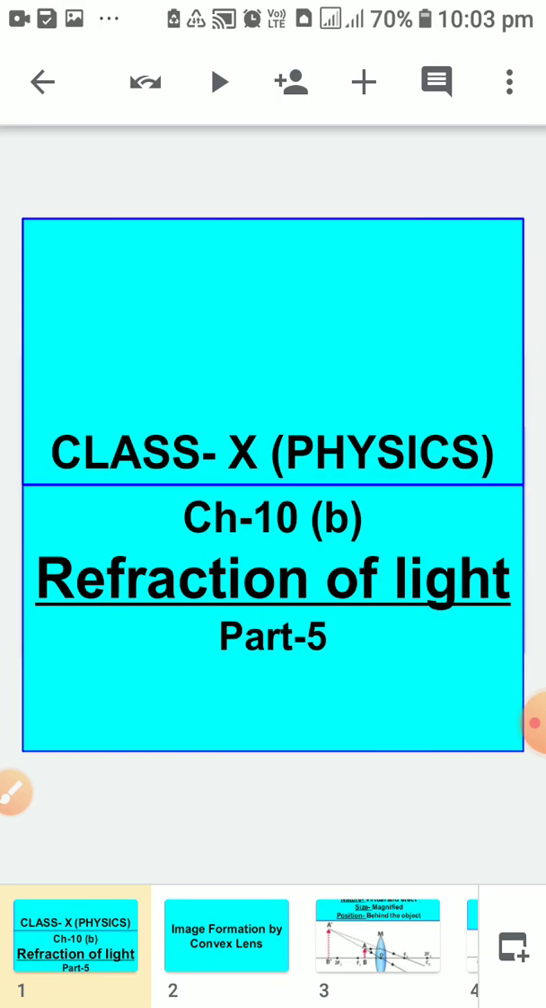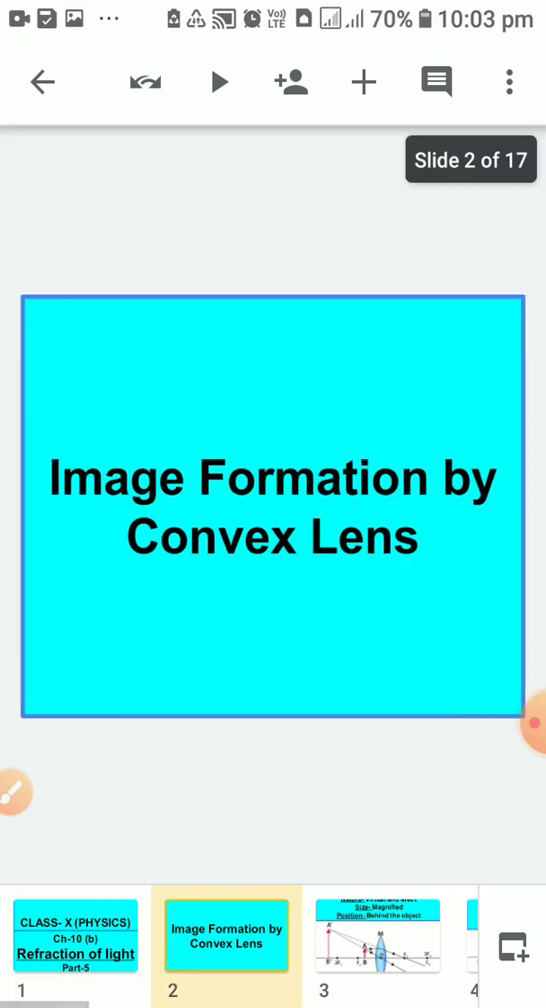Refraction of light, and this is the fifth part. Children, in this video you will learn image formation by convex lens.